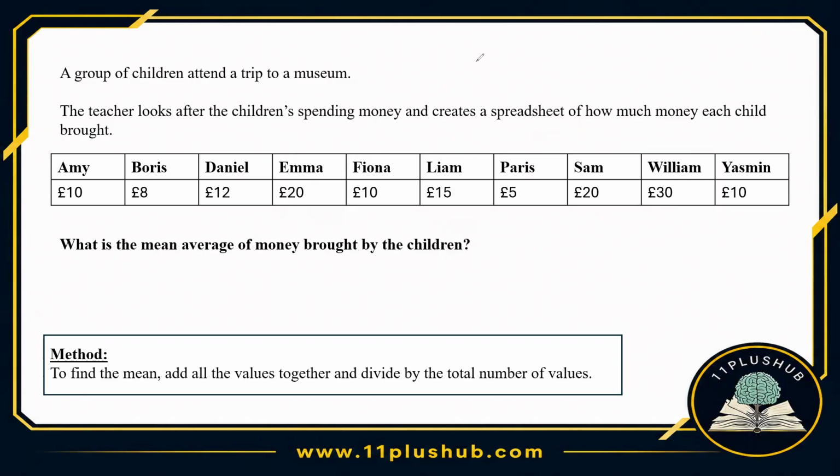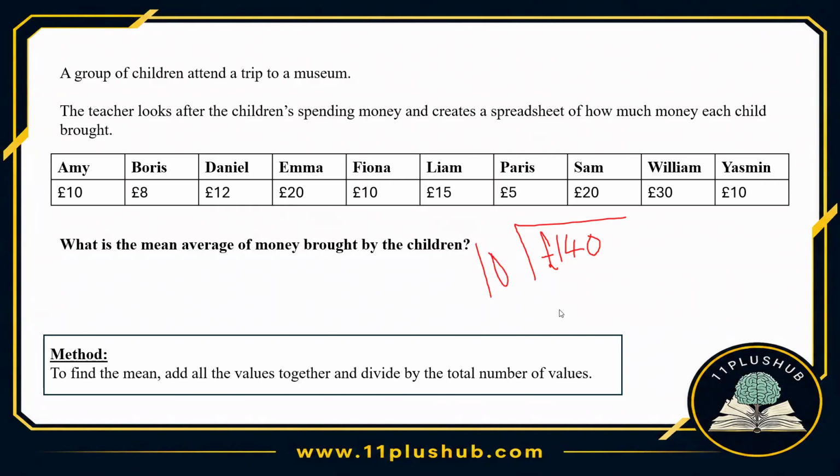So we had 60, then we had 80. So we've got £140, right? And that's the total of all of the money that the children brought to the museum. Jacob, what do we need to do with £140? Divide it by the amount of people, which is 10. Yeah, 14?